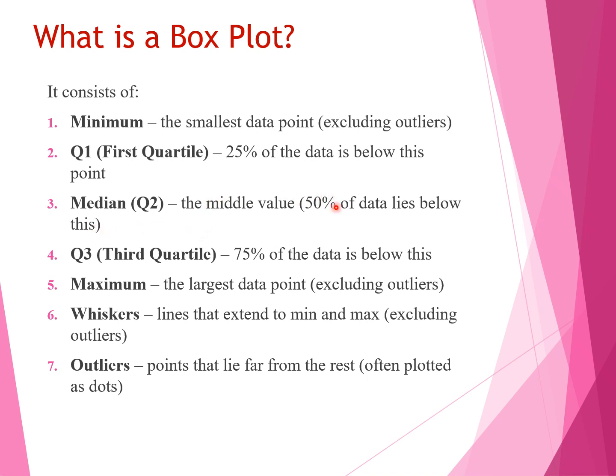Median or Q2 is the middle value, which shows that 50% of the data lies below the median. Q3, which is the third quartile, means that 75% of the data is below this. Maximum is the largest data point excluding outliers. Whiskers are lines that extend to the minimum and the maximum excluding outliers. So what are outliers? Outliers are the points that lie far from the rest of the data, and mostly they are plotted as dots.